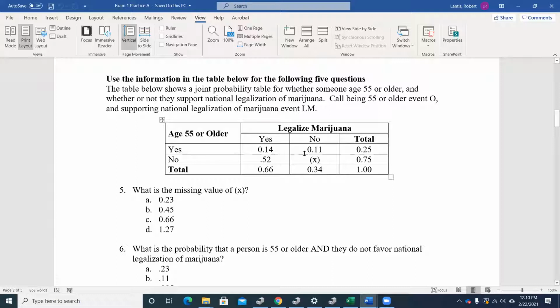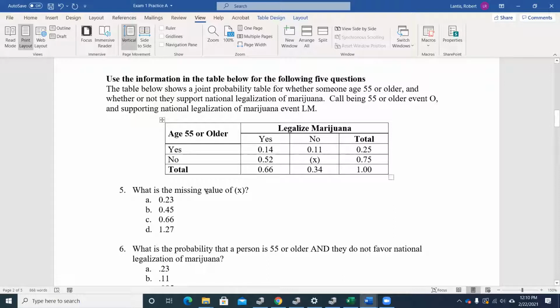We then said these top four left cells all represent the intersections of whatever the row and column heading are. So the probability someone's 55 and older and wants marijuana legalized is 0.14. So that's just a little bit of a review of these contingency tables.